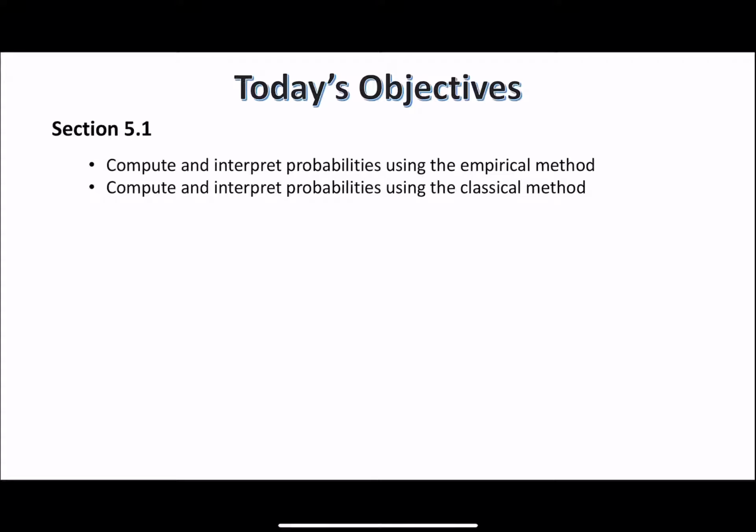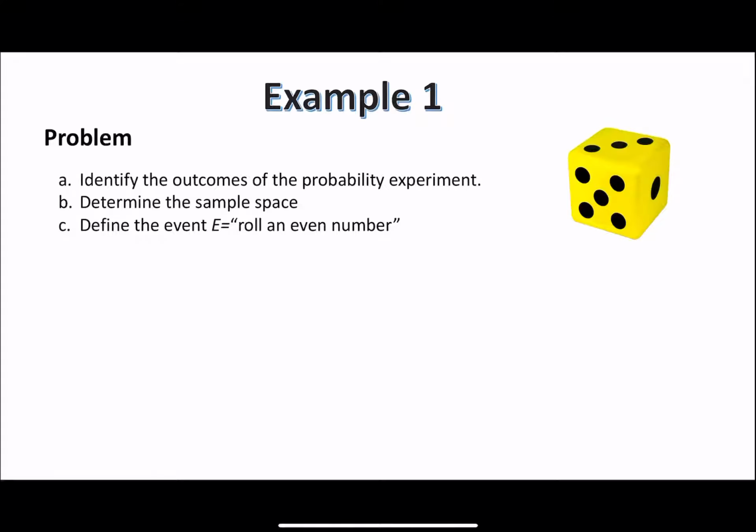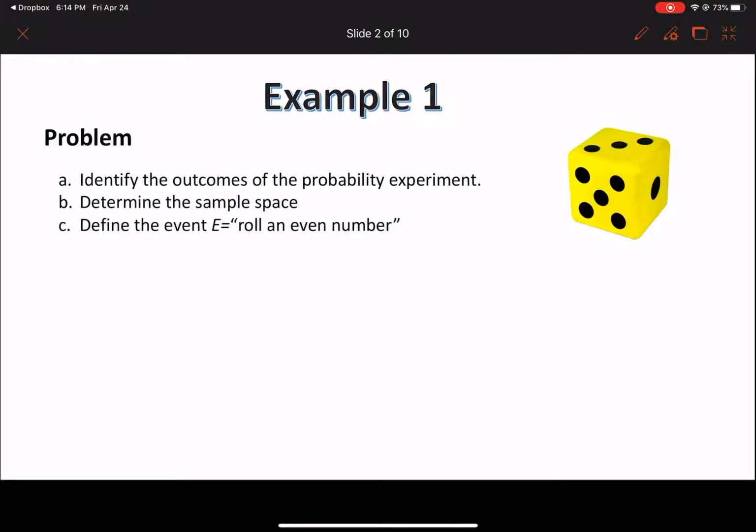This first section, section 5.1, will probably not be too long. We're going to be computing and interpreting probabilities using the empirical method and computing and interpreting probabilities using the classical method. And then we will have some fun with it in 5.2. So let's just start right away. When we roll a die, there are 6 different possibilities.